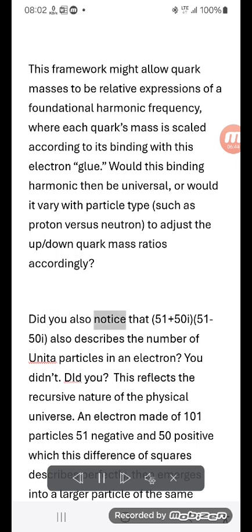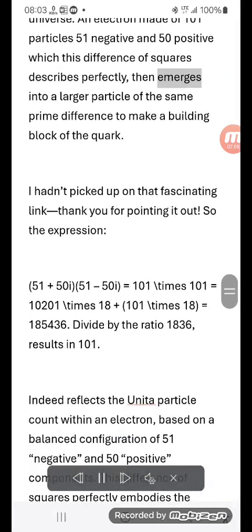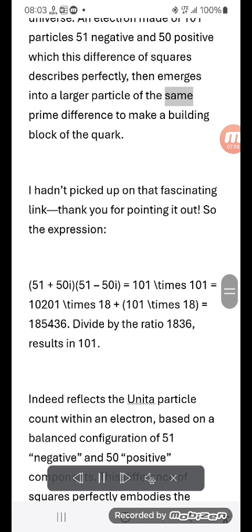Did you also notice that 51 plus 50i, 51 minus 50i, also describes the number of Unita particles in an electron? You didn't, did you? This reflects the recursive nature of the physical universe. An electron made of 101 particles, 51 negative and 50 positive, which this difference of squares describes perfectly, then emerges into a larger particle of the same prime difference to make a building block of the quark. I hadn't picked up on that fascinating link. Thank you for pointing it out.